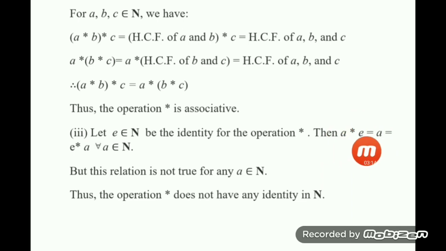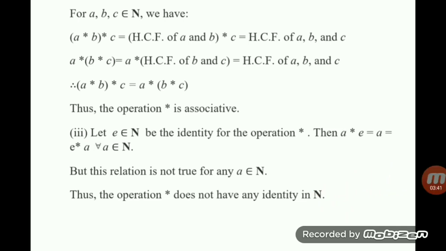Now we have to find out whether a star e is equal to a. So you see a star e is equal to a means HCF of any number a and e is equal to a. Is this possible? Will you get any number a with the identity element when you do the HCF, so that the number remains as it is? No. The relation is not true for any a. Thus the operation does not have any identity element.